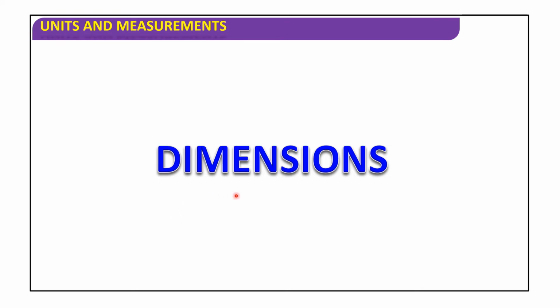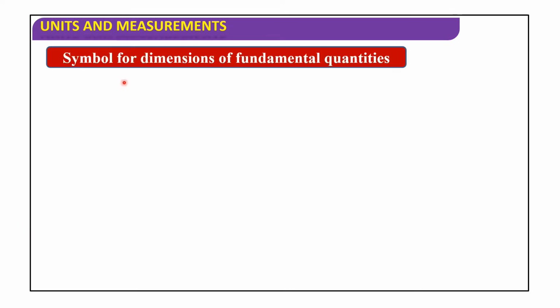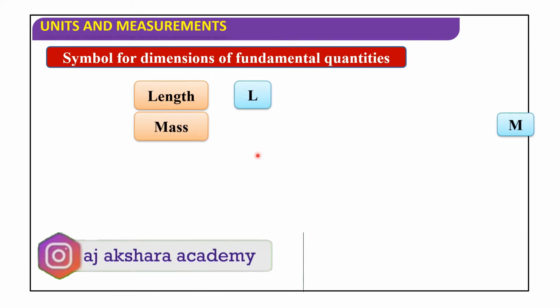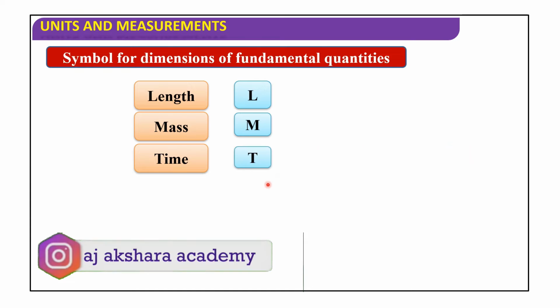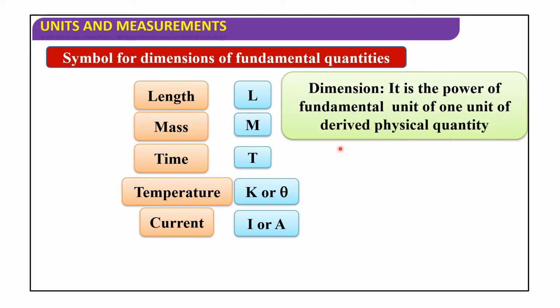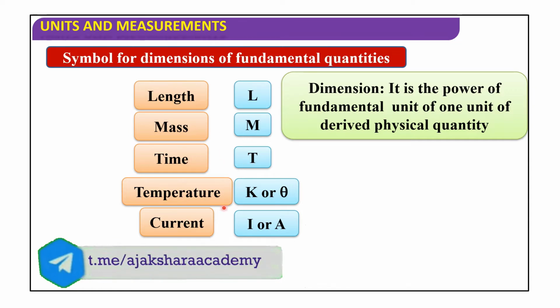Okay, let us go to today's session. Next, symbols for dimensions of fundamental quantities. Length, symbol L; mass, M; time, T; temperature, K or theta; current, A or I. So dimension is nothing but the power of fundamental unit of one unit of derived physical quantity. Okay. So symbols: length L, mass M, time T, temperature K or theta, current I or A.